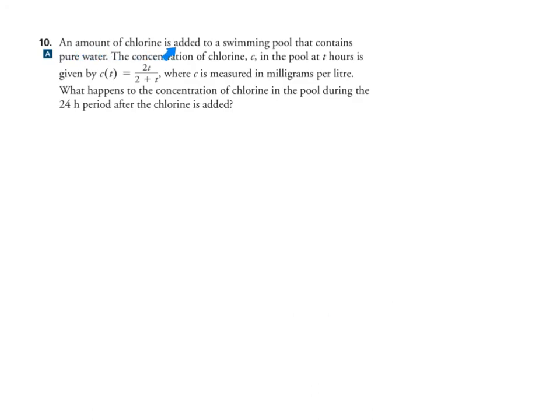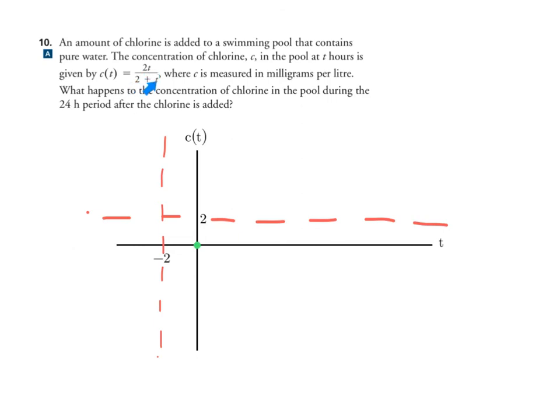All right, an amount of chlorine is added to a swimming pool that contains pure water. The concentration of chlorine C in the pool at t hours is given by this, where C is measured in milligrams per liter. What happens to the concentration in the pool during the 24-hour period after the chlorine is added? All right, to get a visual, let's draw a graph. All right, I put my asymptote at t is -2. I put my 0 at t equals 0.